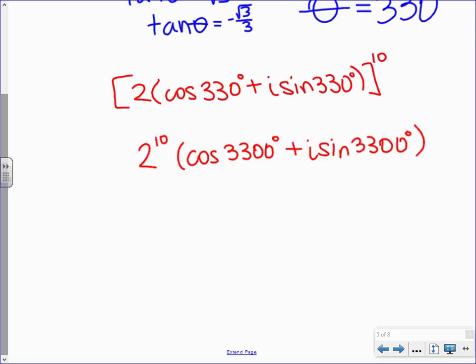All right, somebody with their calculator, what is 2 to the 10th? Now, I need you to subtract 360 from 3,300 until you get to a positive angle between 0 and 360. Be patient. You can use multiples. Have some people working ahead here. Already have the brain.